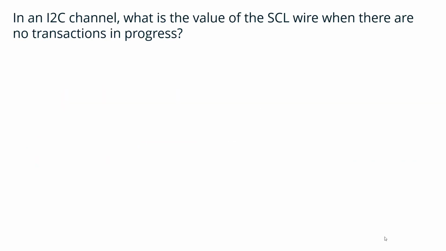In an I2C channel, what is the value of the SCL wire when there are no transactions in progress? Well, that would be 1 because these are open drain signals. In open drain, the default value is going to be 1. Right? The default value is 1 with UART too, right? I actually don't know. I think it might be though. That would make sense. But that's just a coincidence because UART is push-pull. This is 1 by design because it's open drain.